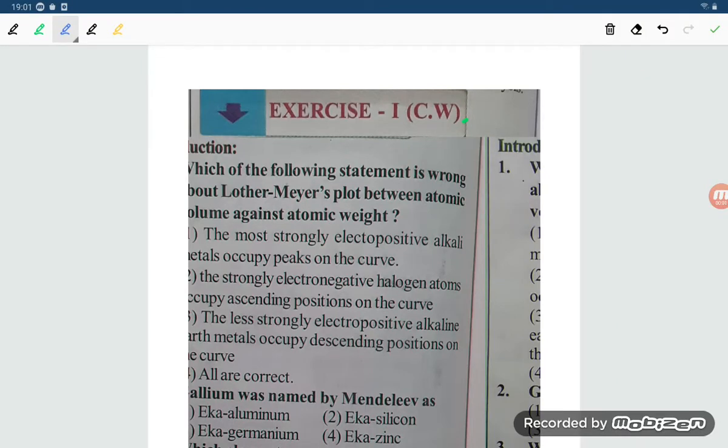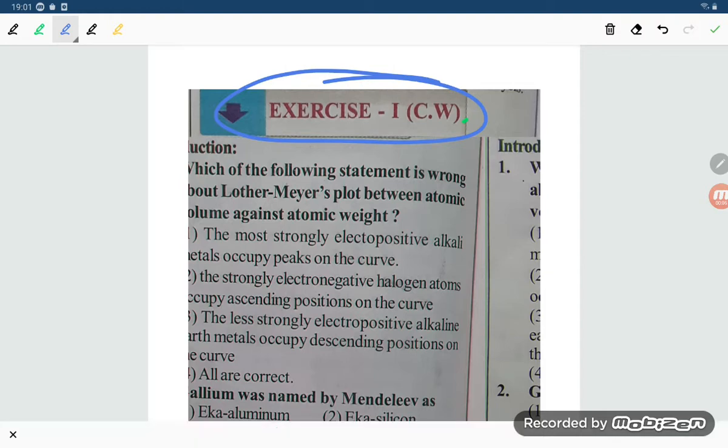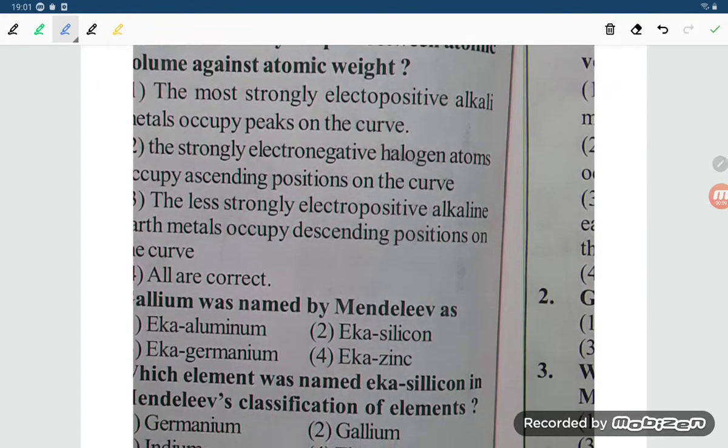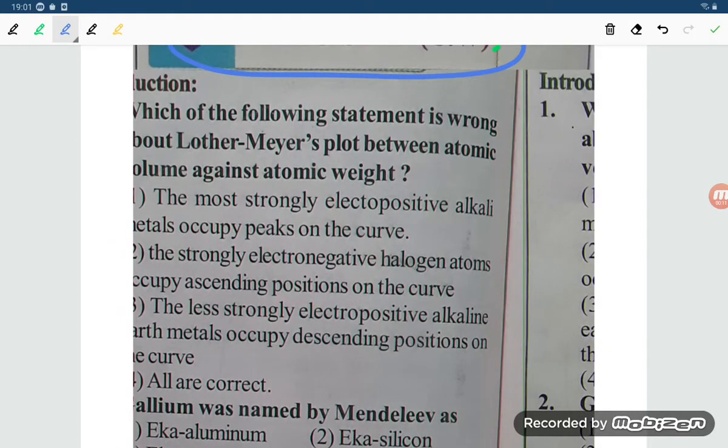Hello student, now let us see the problems based on the periodic table from the Narayana NEET book. I have selected all the problems from the Narayana NEET book, class 11. So what is the first problem you see, student?